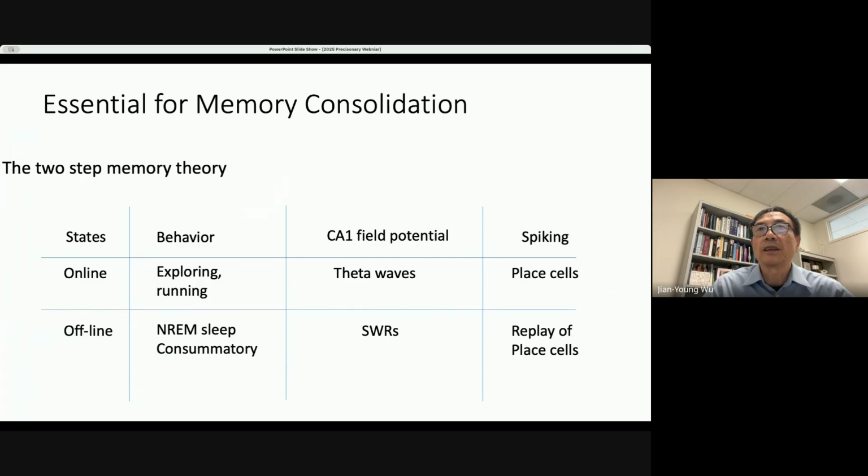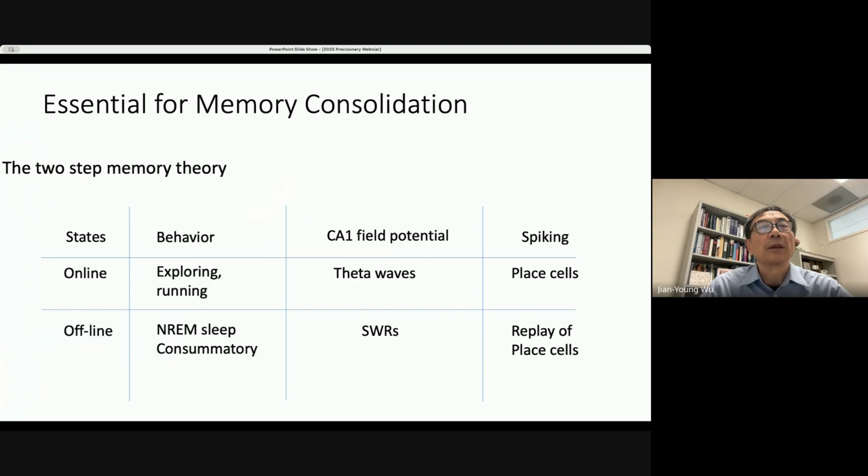So those place cells will fire in such a sequence, and this sequence will replay when you are in non-REM sleep. This is a remarkable ability for mammals to remember things.